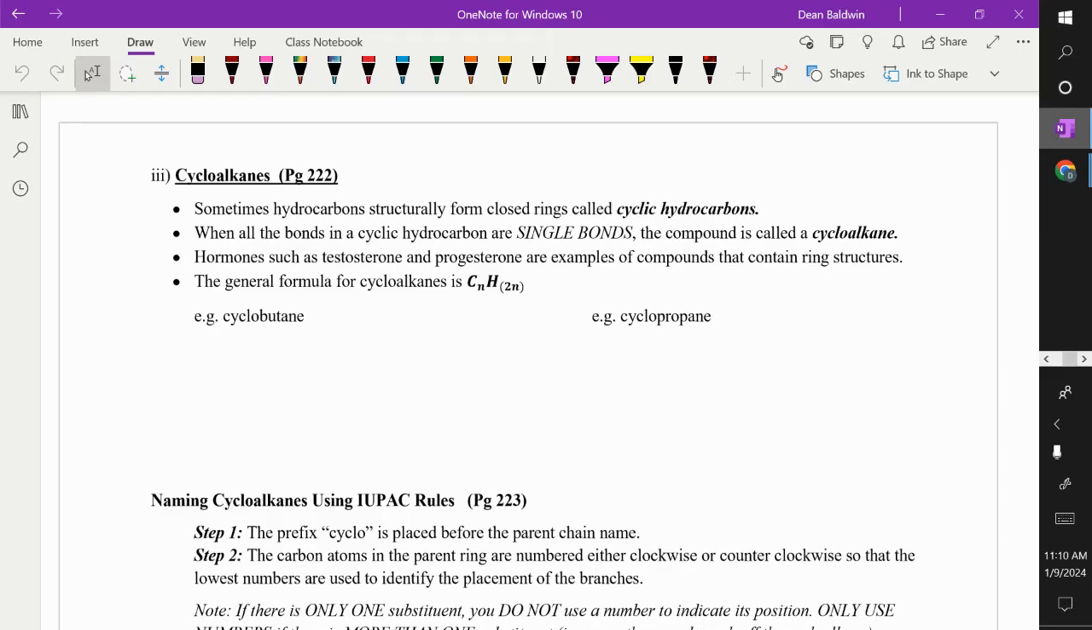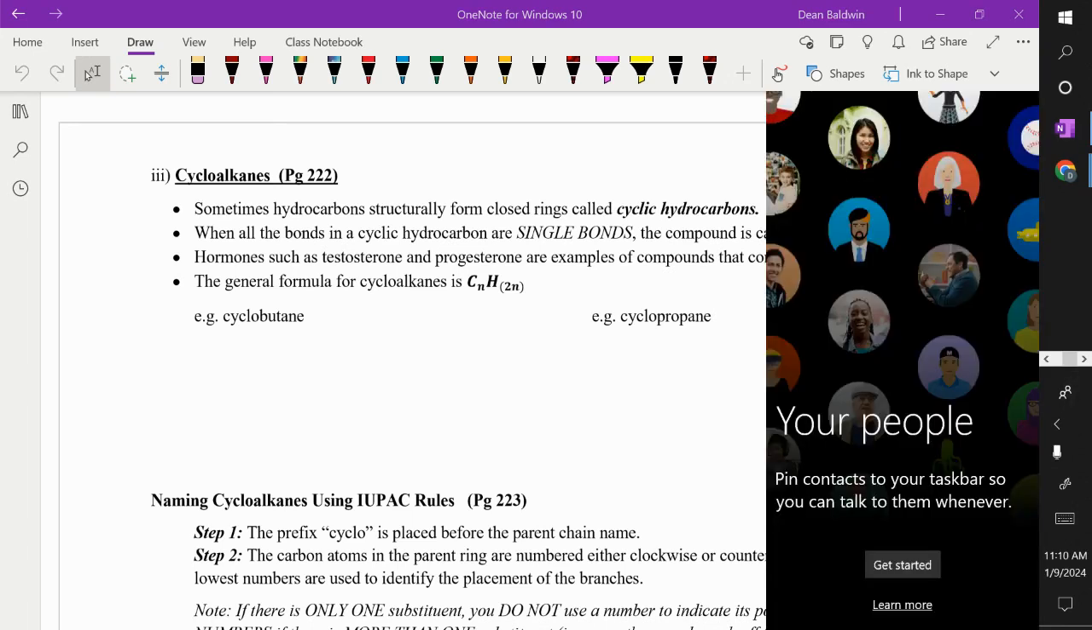All right, that is just carbon branches. Now we're gonna look at cycloalkanes. What do you think the word cyclo means? It's like a circle, or it connects. All right. So they form closed hydrocarbons, if you want to call them that.